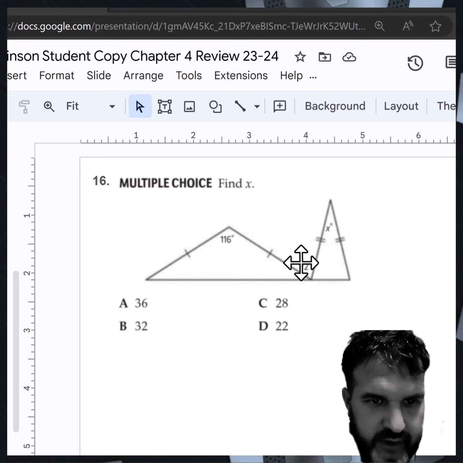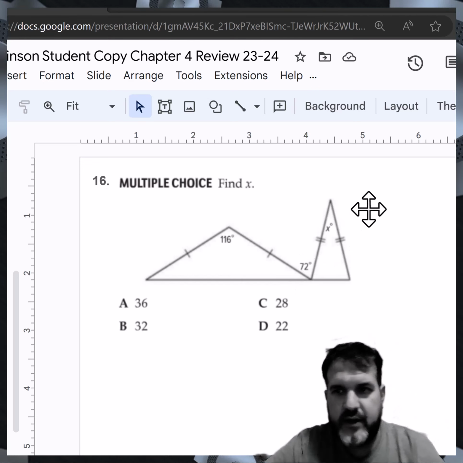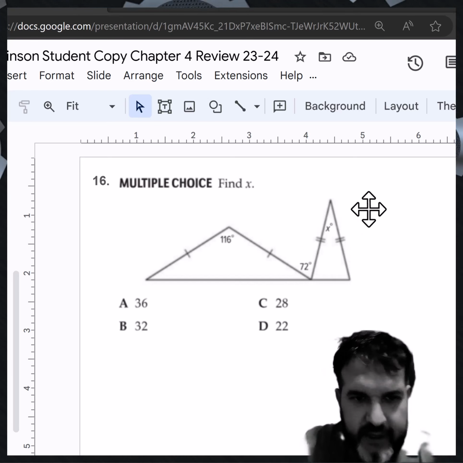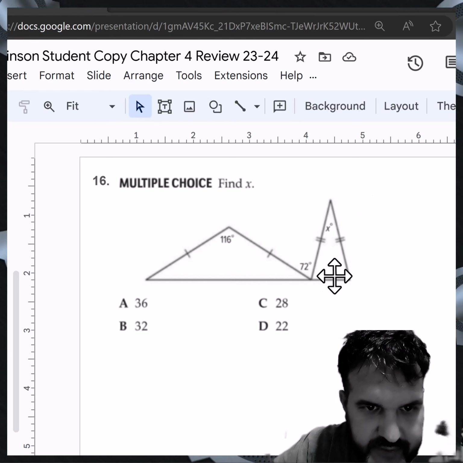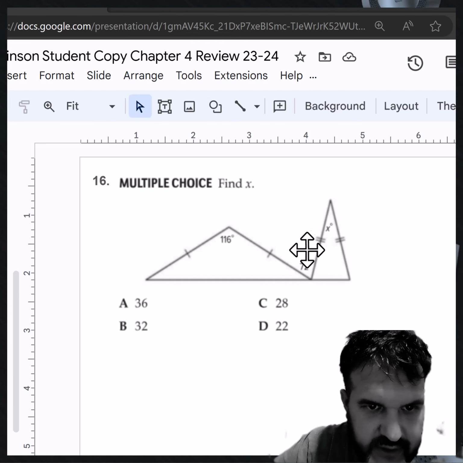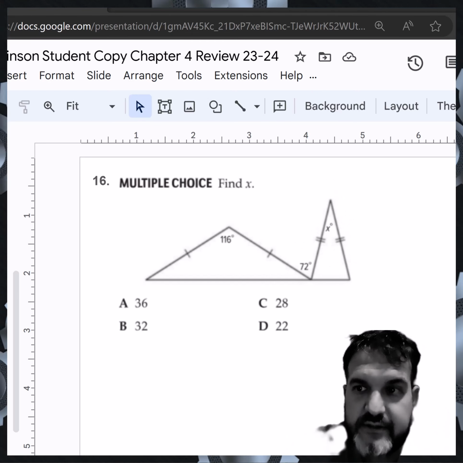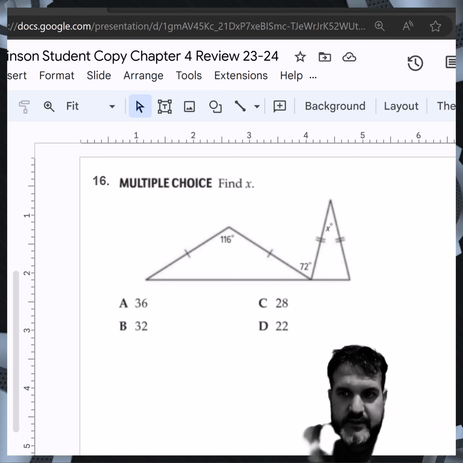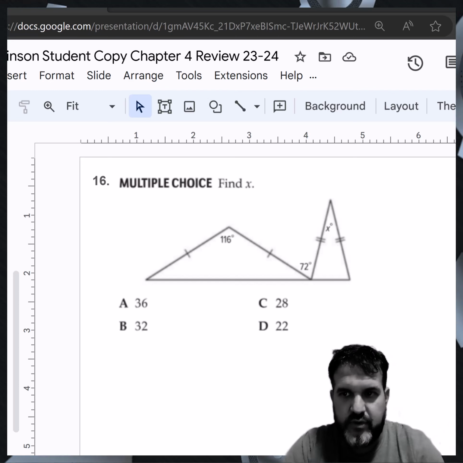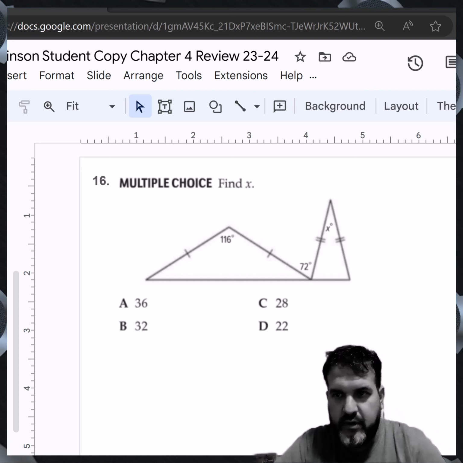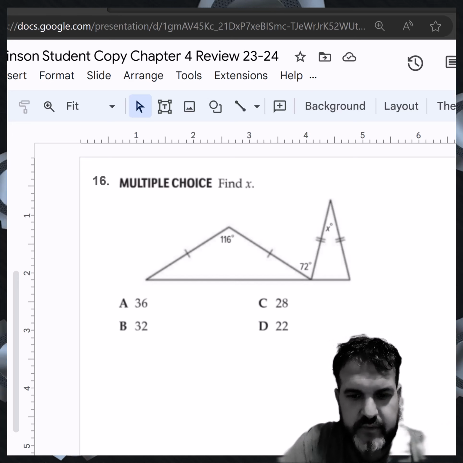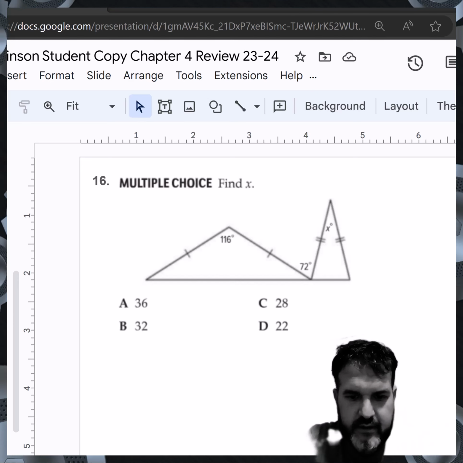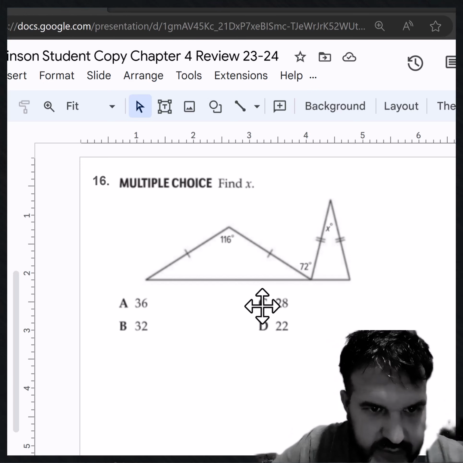The whole thing here is 180. 180 minus 32 minus 72 makes it 76. So those two angles are 76 because the sides are equal in this triangle, right? So 180 minus 76 times 2, makes it... 180 minus 76 makes it 28. So the answer is C.